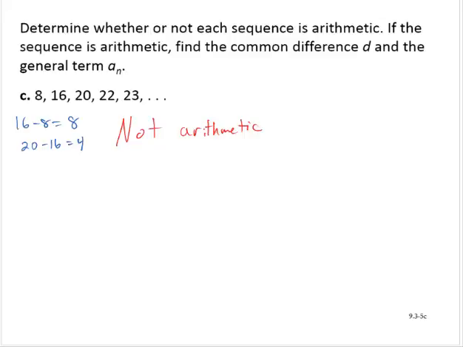So we cannot write the general term of this sequence in that form, a sub n is equal to a sub 1 plus n minus 1 by some common difference. It just doesn't work in this situation. We would have to have some other technique.